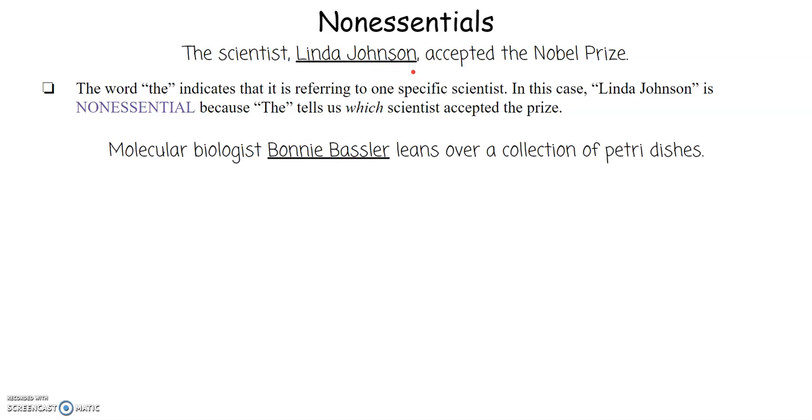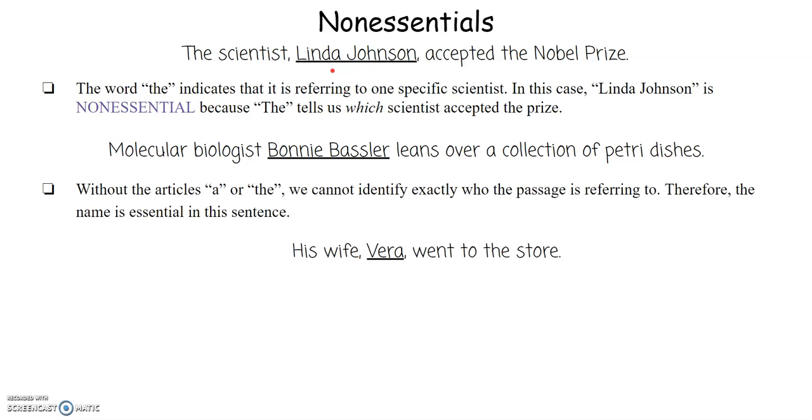However, if I just said molecular biologist Bonnie Bassler leans over a collection of petri dishes, well, I don't have that the there. So let's try to take out Bonnie Bassler and just say molecular biologist leans over a collection of petri dishes. I have no idea which molecular biologist I'm talking about because I'm not talking about a specific one. Therefore, the name is essential, so we're actually not going to put commas around the name in this case, even though we did put commas around the name for Linda Johnson.